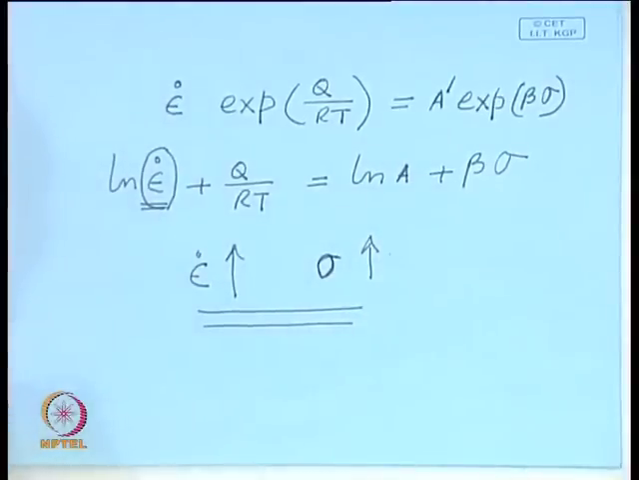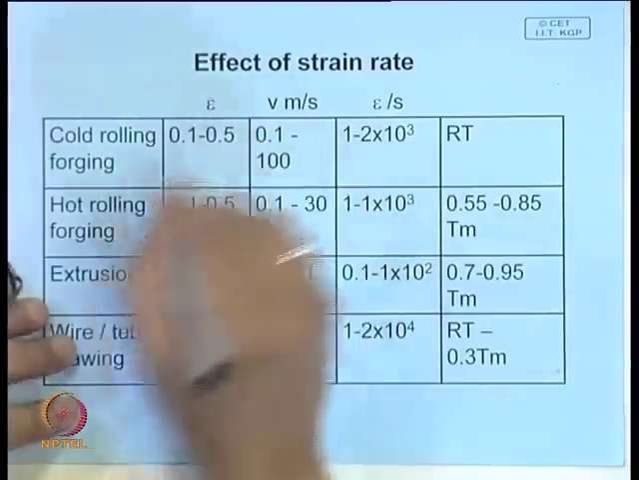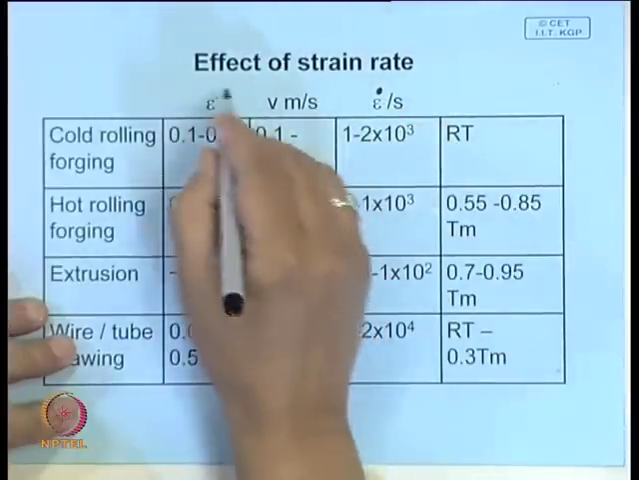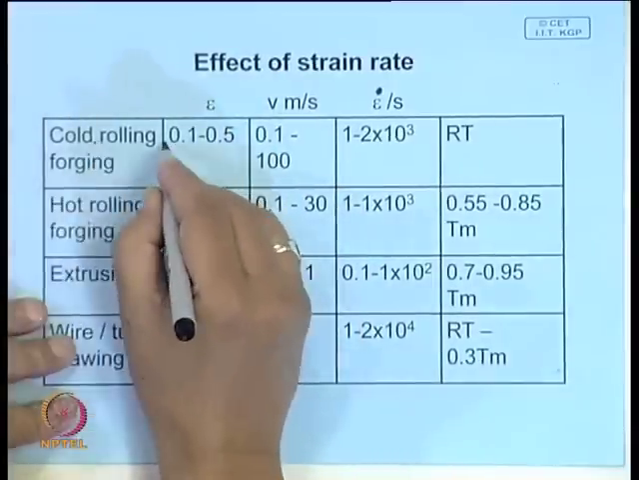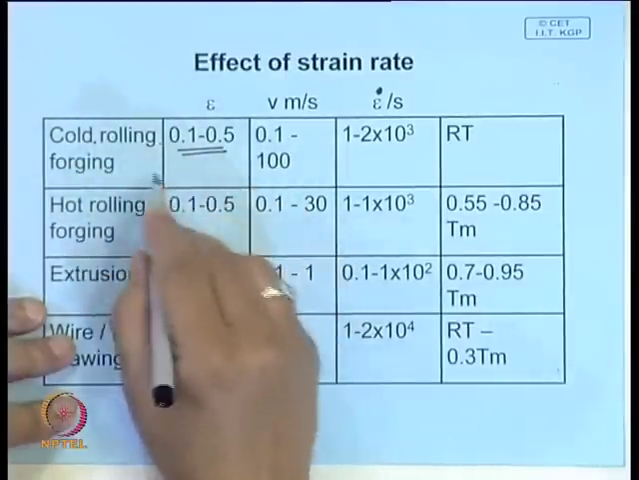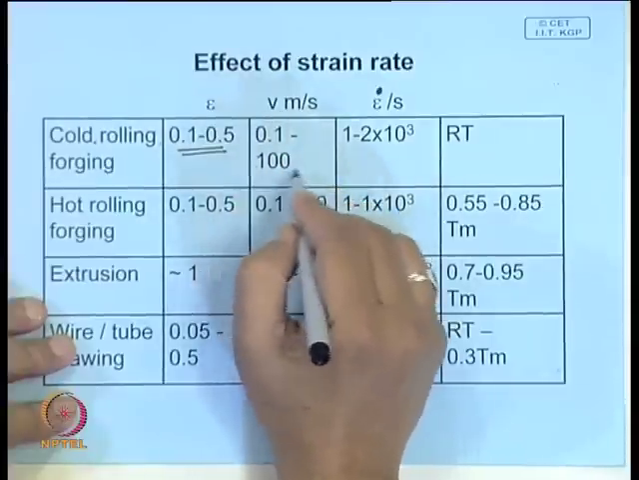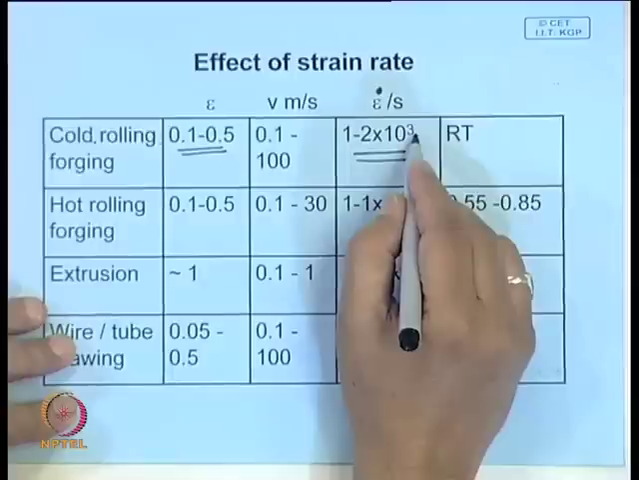And usually some of the effect of strain rate which are listed here, the strain rate can vary from one deformation process to another. Like cold rolling, this is the strain rate, the amount of strain that is normally given in cold forging or cold rolling. So, this is around say 20-30% per pass, or around that kind of working is given in cold rolling, and this is the velocity at which the process takes place, and the strain rate is of the order of 10 to the power 3 per second.